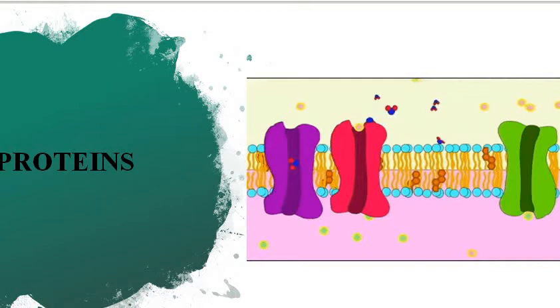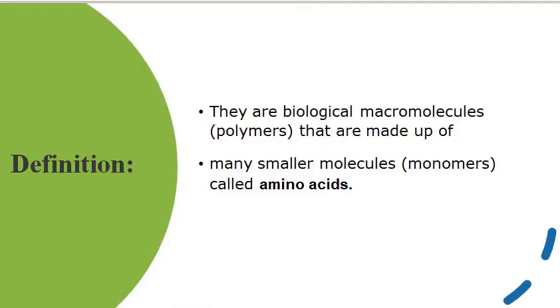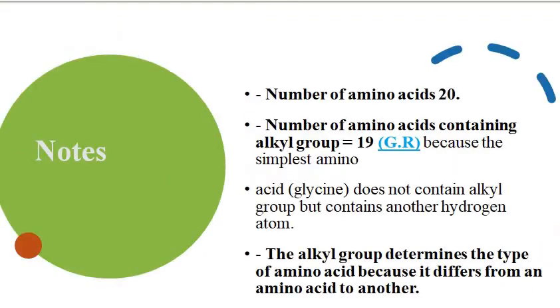Protein is also one of the macromolecules, or biological macromolecules, which consist of small units called monomers, and the monomer of protein is called amino acid. Called what? Amino acid. So the amino acid is the monomer of protein. Like any other monomer, what does it consist of? It consists of a carbon, and connected to it four groups: a hydrogen atom, an amino group, a carboxyl group, and an alkali group.